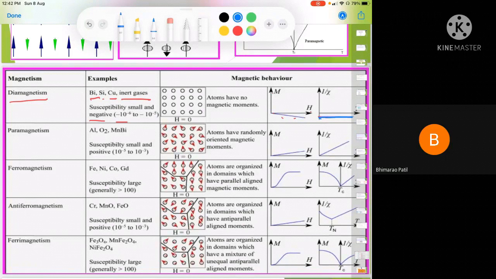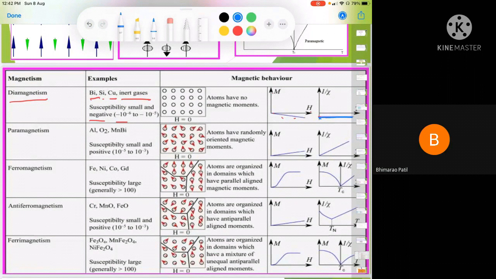Then you go to the paramagnetic material examples: aluminum, oxygen, or the alloy manganese bismuth. The susceptibility of paramagnetic materials is small and always a positive value, ranging from 10 raised to minus 3 to 10 raised to minus 5. The atoms contain unpaired electrons oriented randomly, which have a magnetic moment.